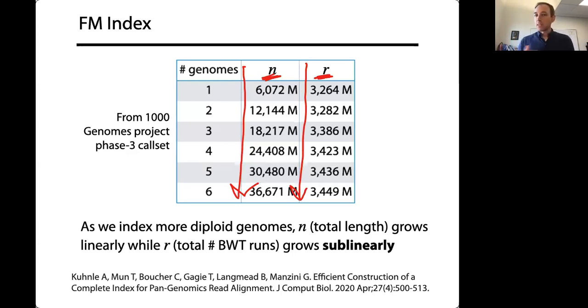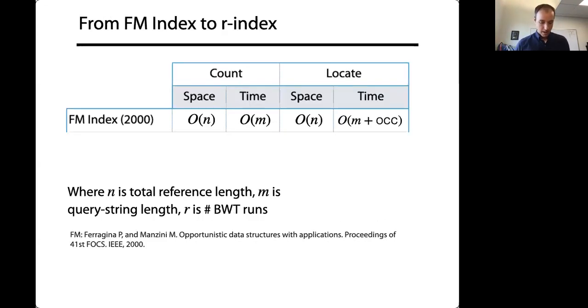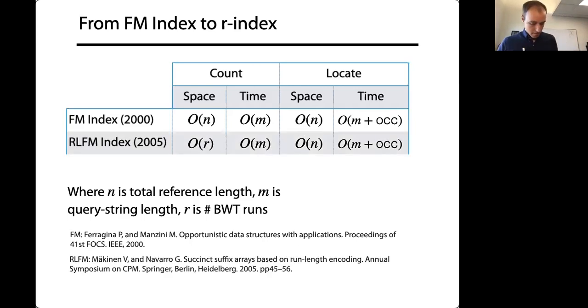And these ideas about how to index and query in space proportional to R, these also go back a long time. And if you go back and think of the original FM index work, the work that Bowtie and BWA are based on, that happened back in around the year 2000. There was more work by Veli Mäkinen and others.